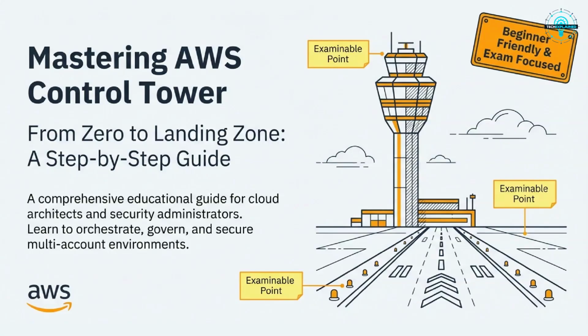Hey, welcome. If you've ever looked at AWS and thought, okay, there are way too many accounts, too many settings, and absolutely zero consistency, then you are in exactly the right place. Today we're diving into AWS Control Tower, and by the end of this video, you'll understand not just what it is, but why it exists, how it works, and how to actually use it. Whether you're prepping for an AWS exam or just trying to get your cloud environment under control, this is the guide for you. Let's get into it.